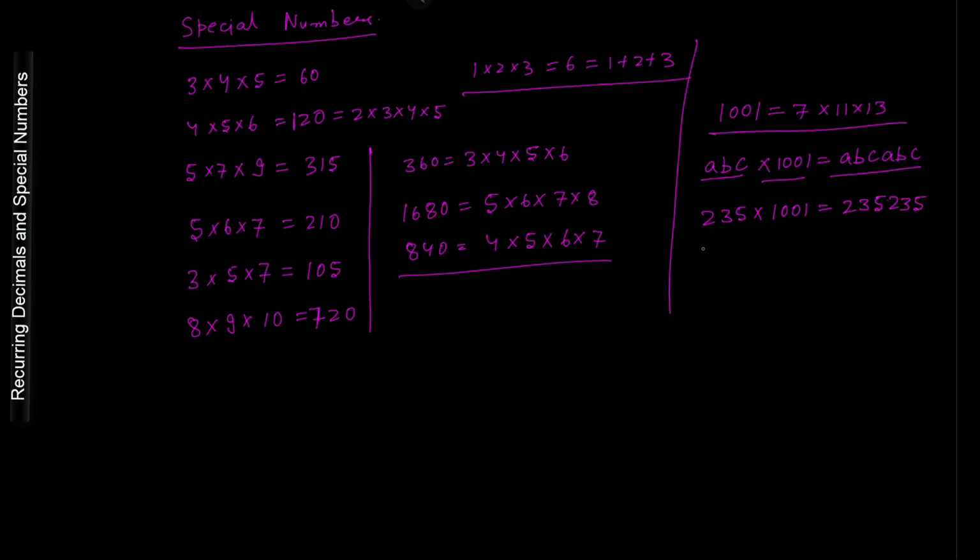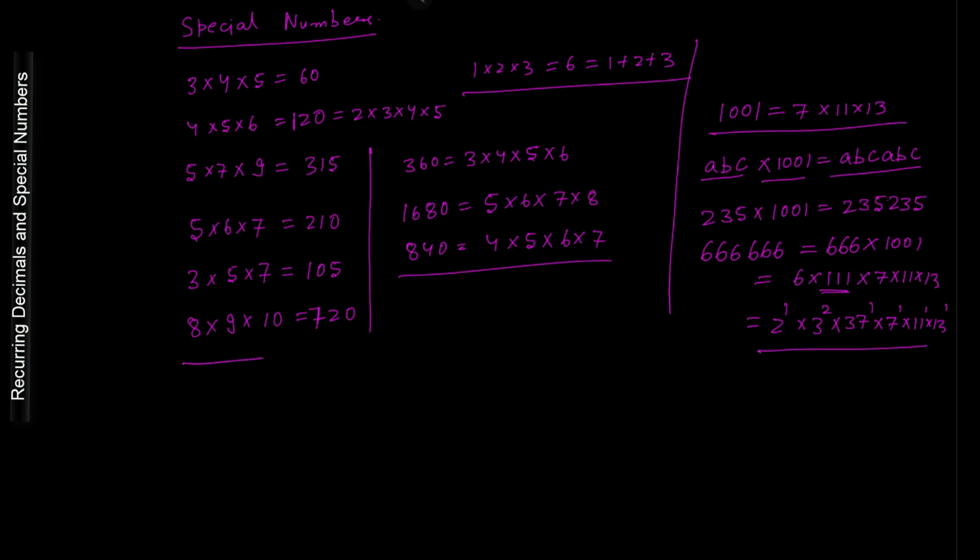Say for example, if it is 666666, it is automatically equal to 666 into 1001. So the factorization becomes really extremely easy. 6 into 111 into 7 into 11 into 13, and then further 111 is 3 into 37. So 2 raised to 1 into 3 squared into 37 raised to 1 into 7 into 11 into 13. So these are some special numbers that you should directly know and remember. These are very frequent and useful numbers. They will also help you for factorization and so on.